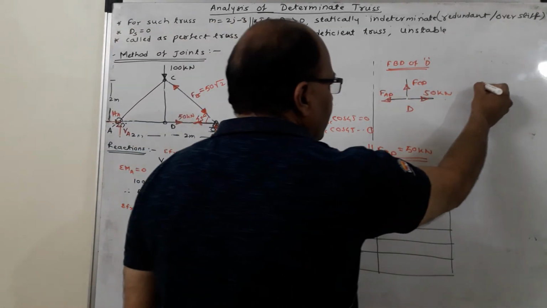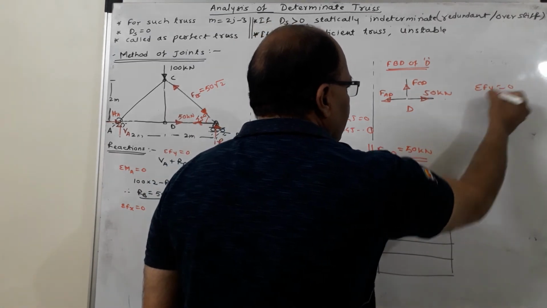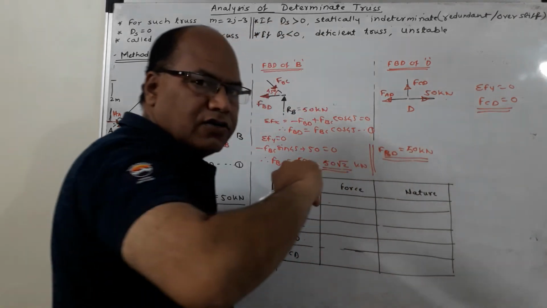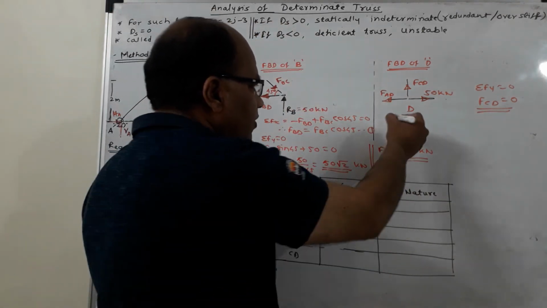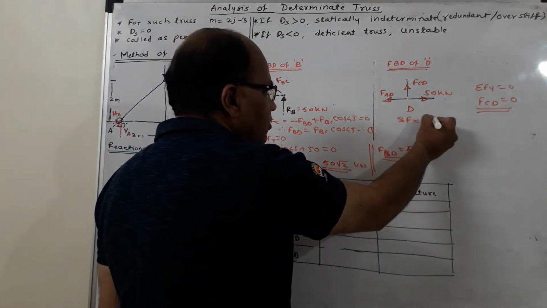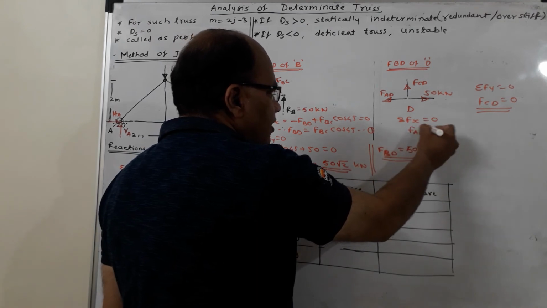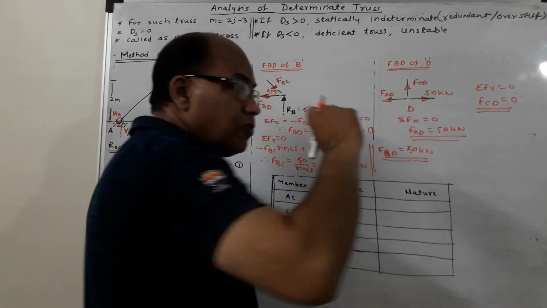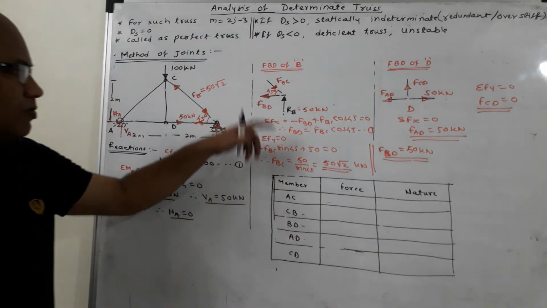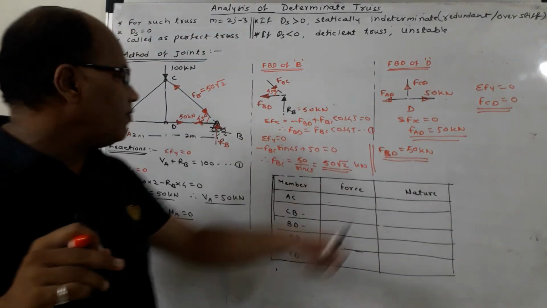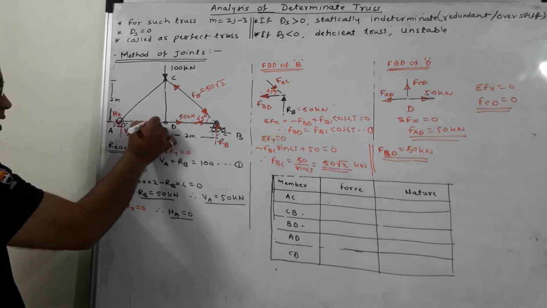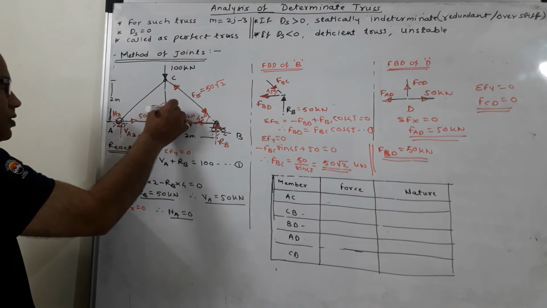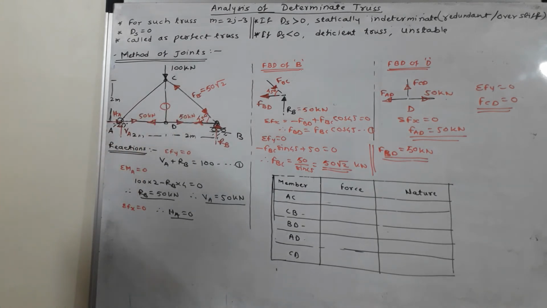But again, if I go with summation Fy is equal to 0, I can see that FCD is equal to 0. So FCD is equal to 0, and when I use summation Fx is equal to 0, FAD I will be getting as 50 kilonewton, and I am getting the value as positive. It means that my assumed direction is correct for FAD. So FAD will be acting like this, and this is 50 kilonewton. There is no force in this member, so it is a zero force member.